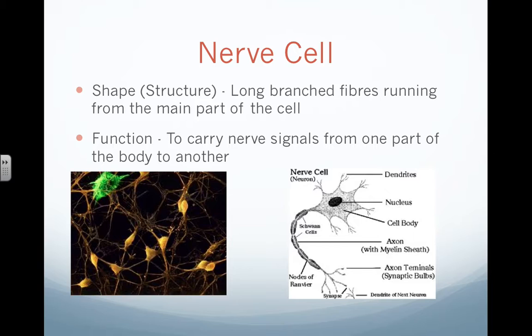Nerve cells. Now I really like nerve cells, especially for high school biology, because what we talk about in these nerve cells are the neurons. So, long branched fibers running from the main part of the cell. The function of this is to carry nerve signals from one part of the body to another. So how do we react? How do we touch something that's warm, and we react? How do we send a signal to move? What's the process in our body?